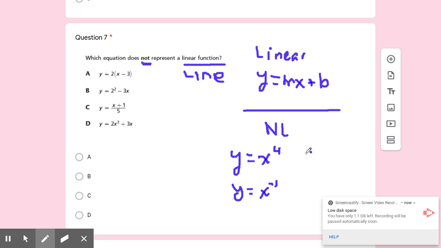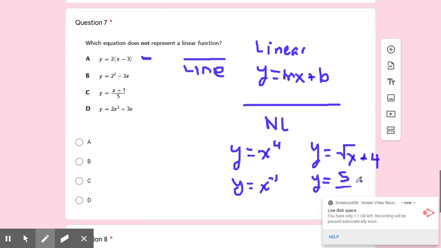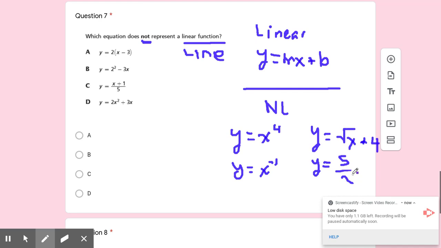All right. If you have y is equal to square root of x, something like that, and it could be plus 4 afterwards. That is also not linear because it has the square root of x. Remember, square root or cube root. And then finally, we have y is equal to, let's say, 5 over x, where in this case x is in the denominator. So remember, if x is in the denominator, those are all considered nonlinear. All right, that's one big hint to help you out.